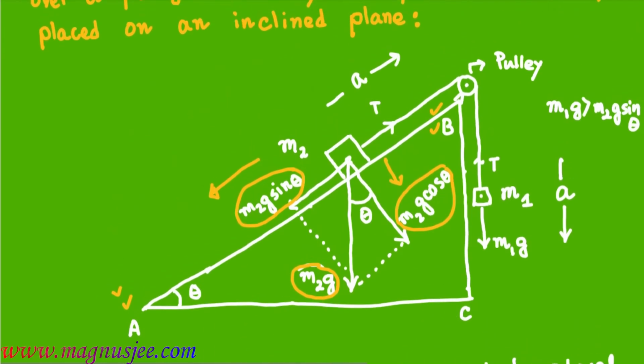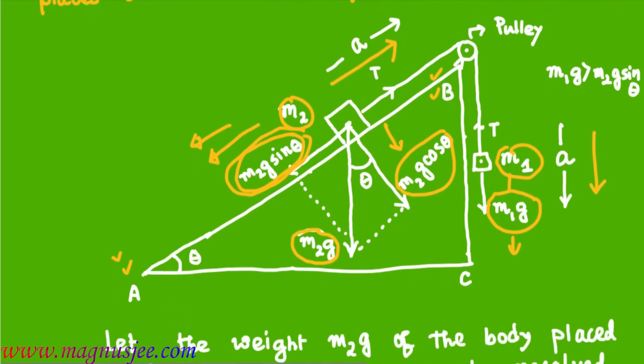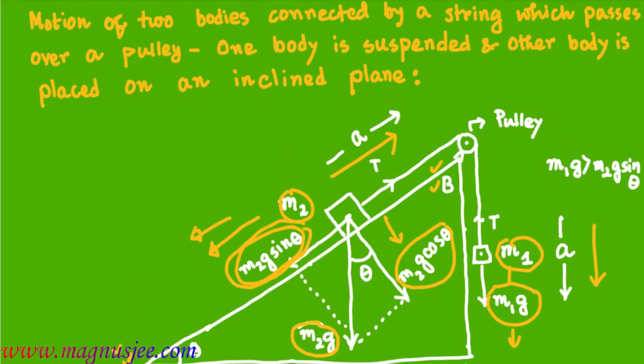Considering the downward motion in this case, in the diagram, for the body of mass m1, m1g is a weight which is acting downwards, and m2g sin theta is the rectangular component of m2g, which is acting down the inclined plane. As m1g is greater than m2g sin theta, m1 will be moving downwards and m2 will be moving with the same acceleration up the inclined plane.